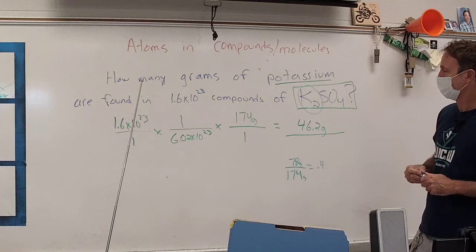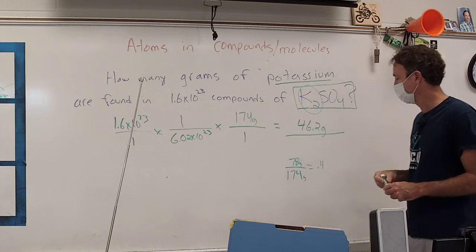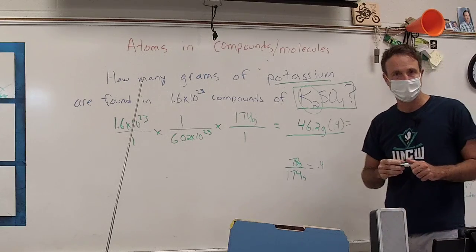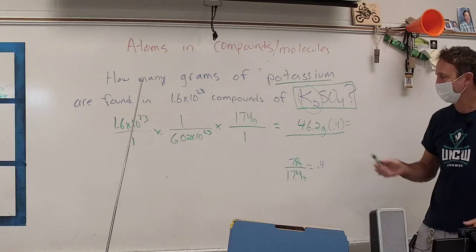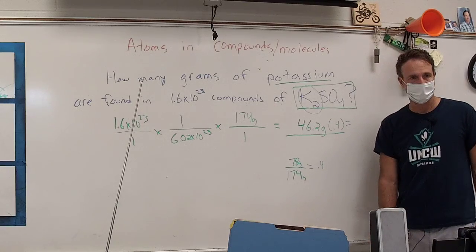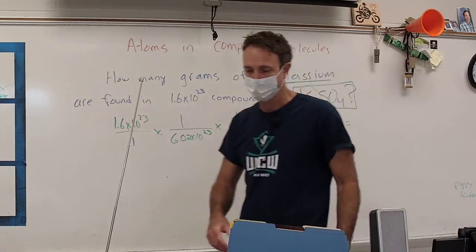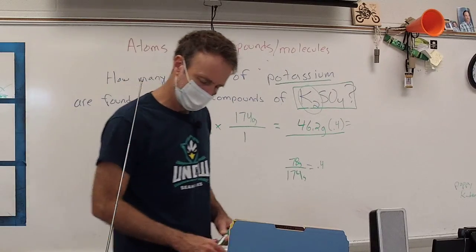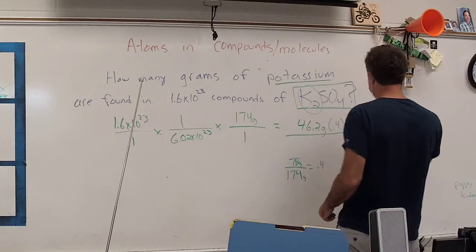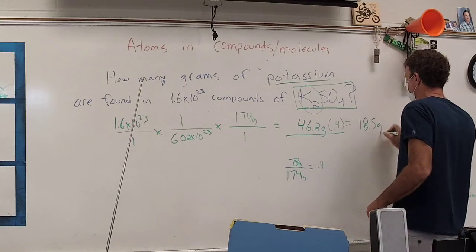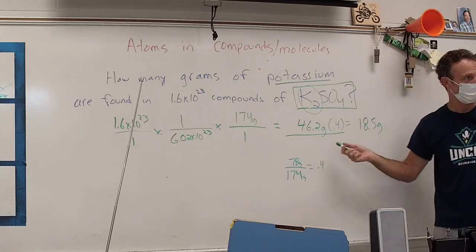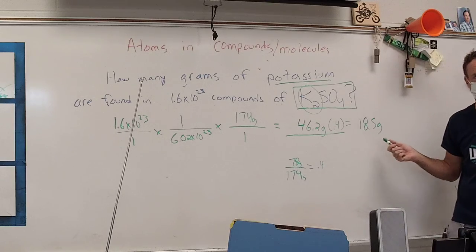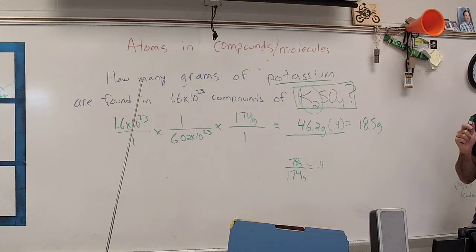0.4. So let's try 46.2 times 0.4. See what you get. It's only 40% of the total. 18.5. Right? Is everybody with me on that? 46.2 times 0.4. Is that what y'all got when you did that?